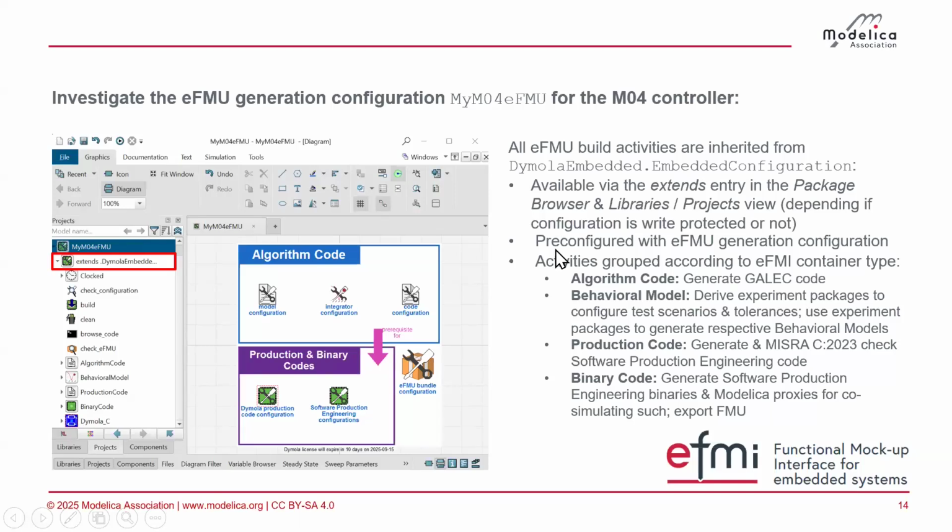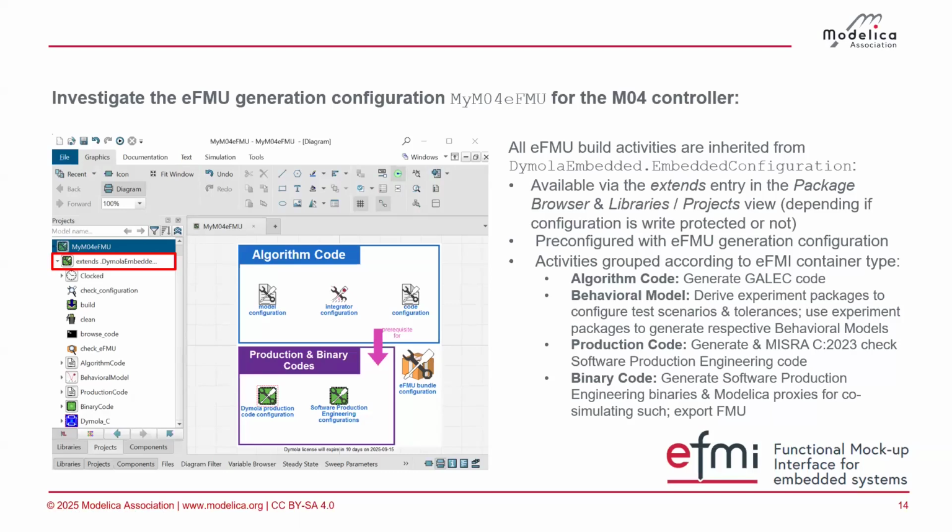And the activities for the code generation are grouped in the different eFMU containers that we have. So we can generate Galley code, that's an algorithm code container. We can generate behavior models from existing experiments. We can do checks of our production code. We can generate production code. We could check it with MISRA checks if you have a CPP check available. And we can do stuff for the binary code, where we generate a little stub in Modelica that we can drag and drop. Then this component in your Modelica models will just be the eFMU, connect in and then take the outputs. And in fact, the production code is used, like we're used from the eFMI.